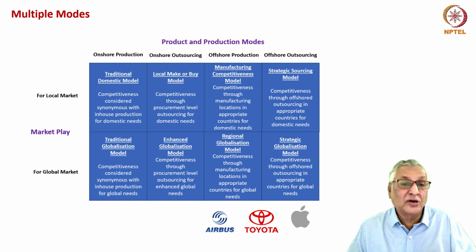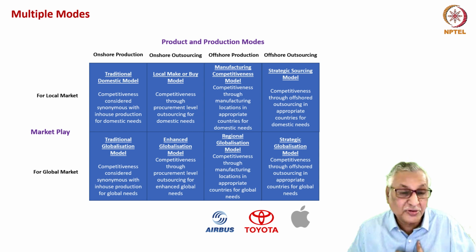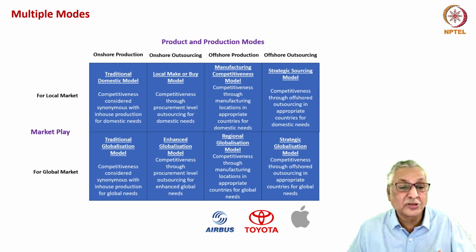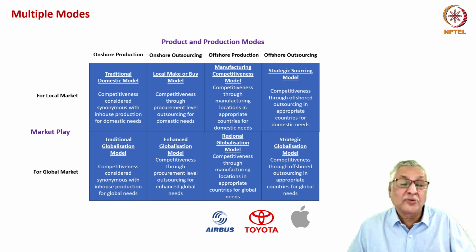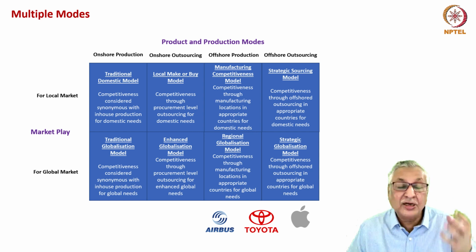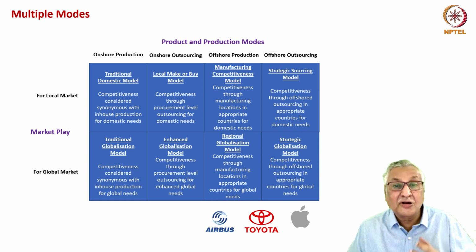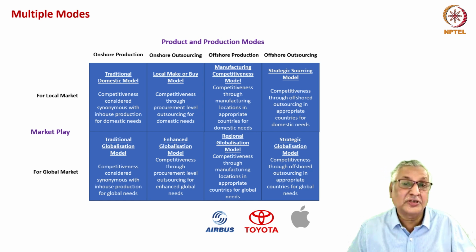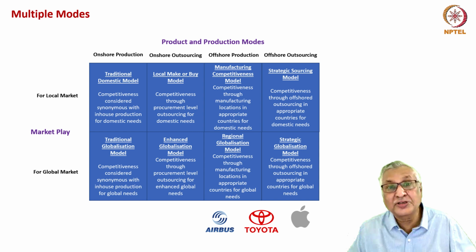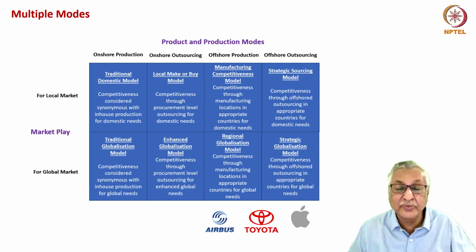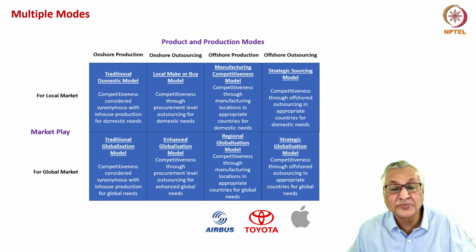So, if you do your production onshore, that is within your own country, and export, then it is globalization, or the fundamental or the early vintage model. It is the traditional globalization model. Competitiveness in this model is considered to be synonymous with in-house production for global needs. All the companies which you see as export-oriented companies have started their life with this traditional globalization model.